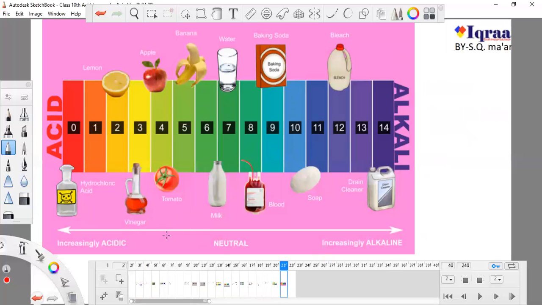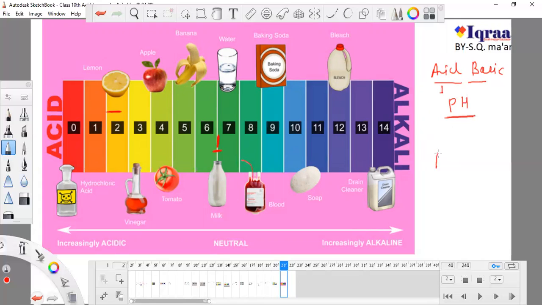This is a chart of universal indicator. Not only does it show whether something is acidic or basic, it also indicates a specific pH. We will study pH in detail. If we add milk to this universal indicator, it will show a color between these two. If we add lemon, it will show a color between these. So these universal indicators are something very unique, showing not only acidic and basic nature but also pH.